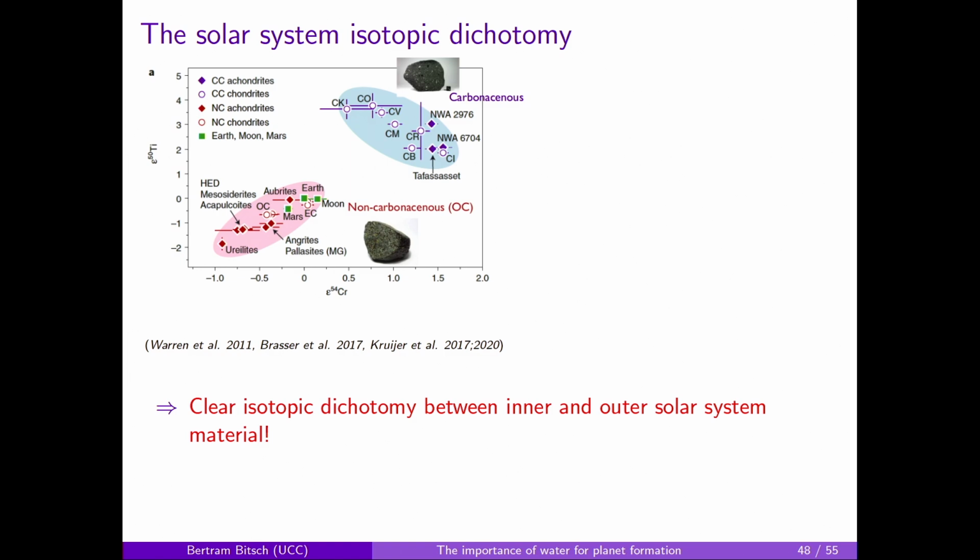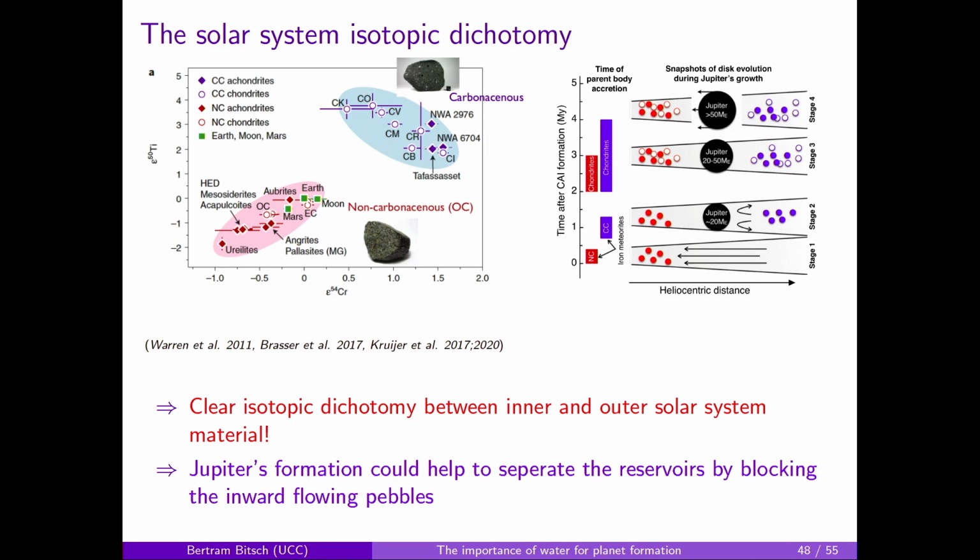Now the idea could be that we have some mixture. Maybe if we make the Earth from enstatite and ordinary chondrites, we can add a little bit of carbonaceous chondrites in order to move to the position where we are. In any case, there's a clear dichotomy between these, and the question is, what could cause this dichotomy of these two sets of material?